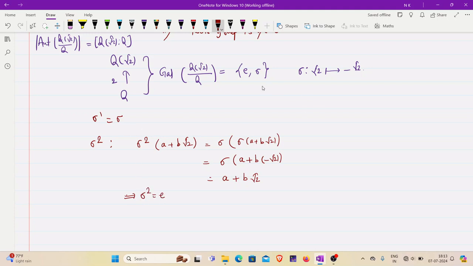So sigma generates the complete Galois group. That's why this particular Galois group is cyclic. This extension is a Galois extension, and so this particular extension is a cyclic extension.